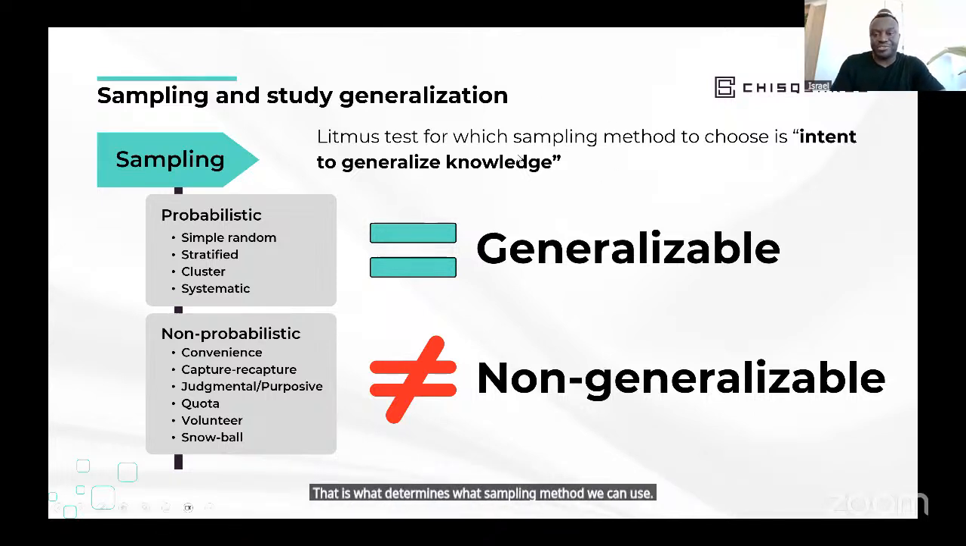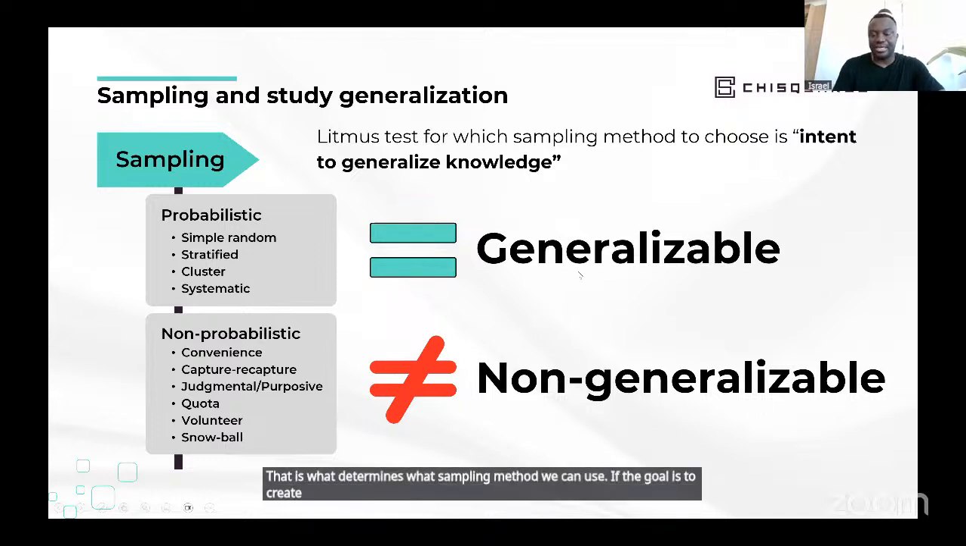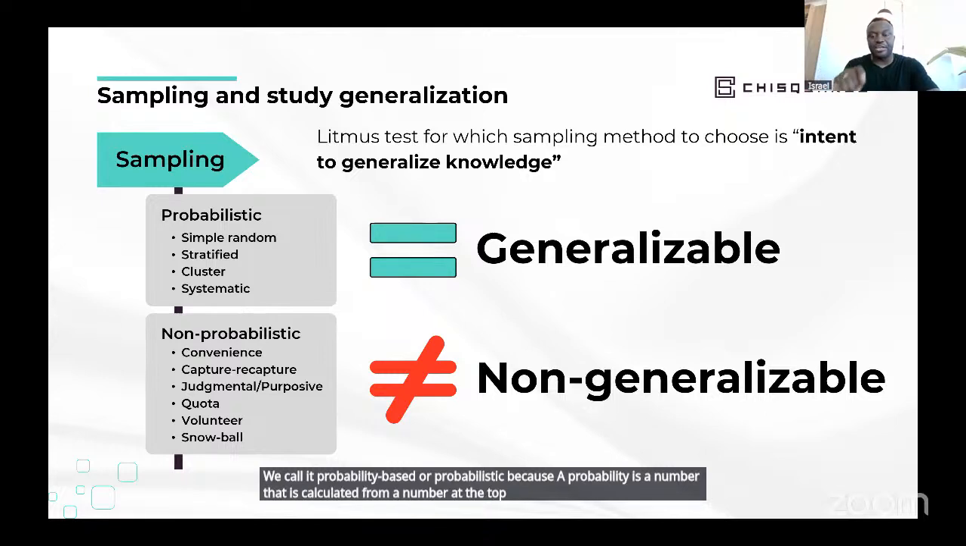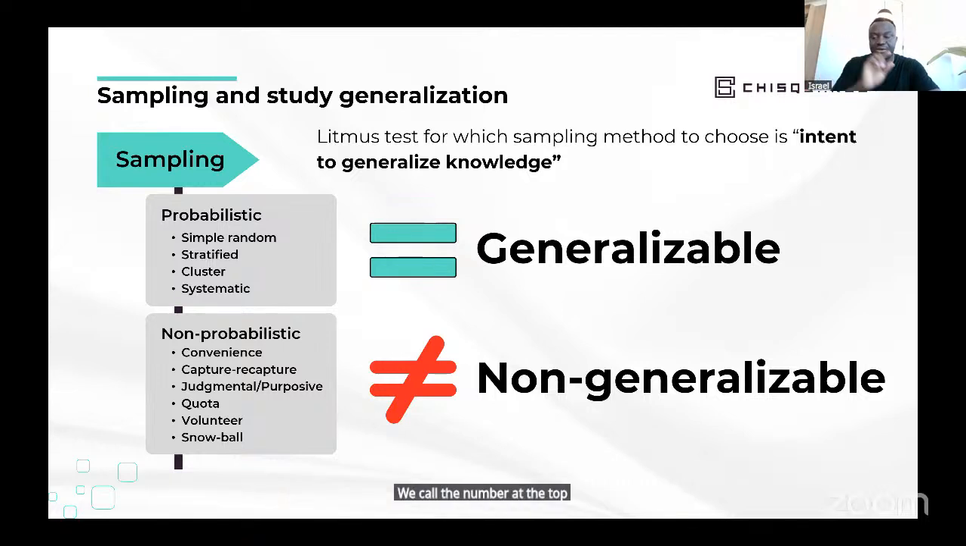If the goal is to create generalizable knowledge, then we have no other option but to use probability-based sampling methods, right? We call it probability-based or probabilistic because a probability is a number that is calculated from a number at the top divided by a number at the bottom. We call a number at the top the numerator. We call a number at the bottom the denominator.